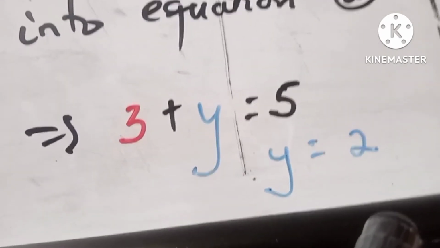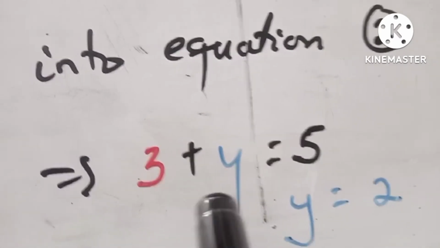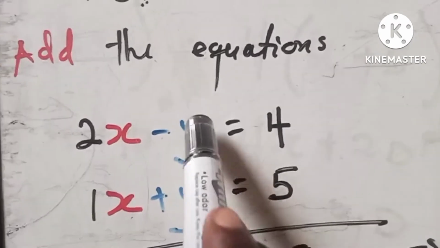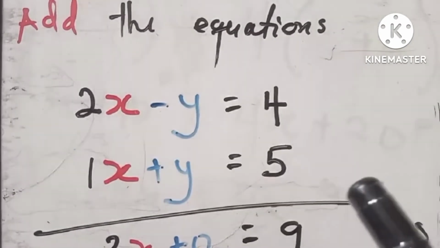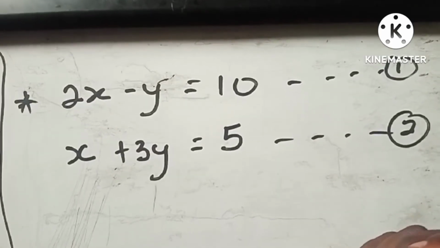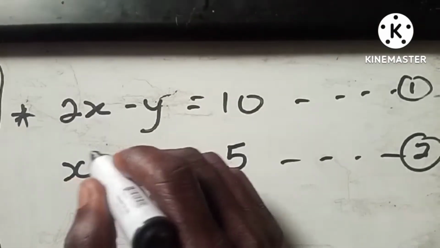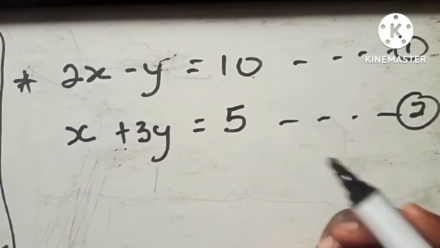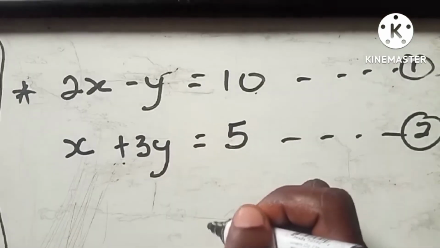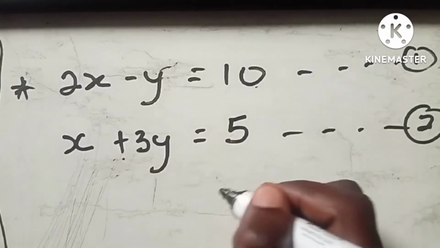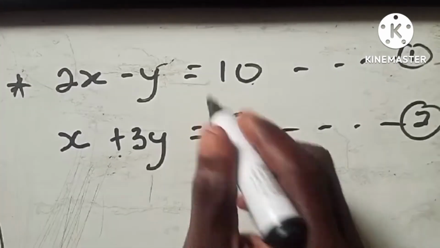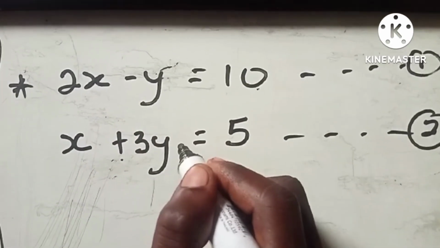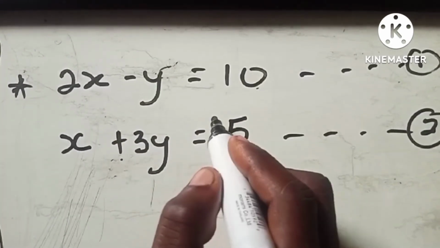Now, what will happen in the case if you don't have something simple like this, right? You cannot just add the two equations straightforwardly to eliminate one of the variables. What do you have to do? Now here's another question that says 2x minus y equal to 10, and then x plus 3y is equal to 5, right? So these are the two equations. Now, the idea of elimination is to either add or subtract, right? If you add or subtract, and the variables are not eliminated, then you have to get another method. That is what you are going to use here.